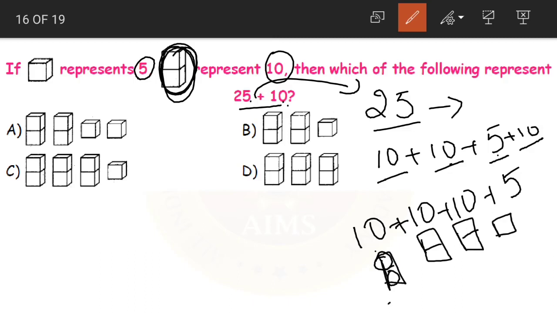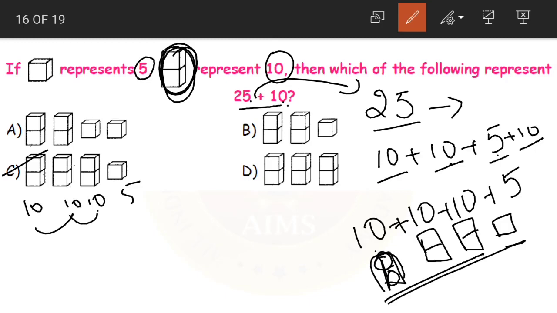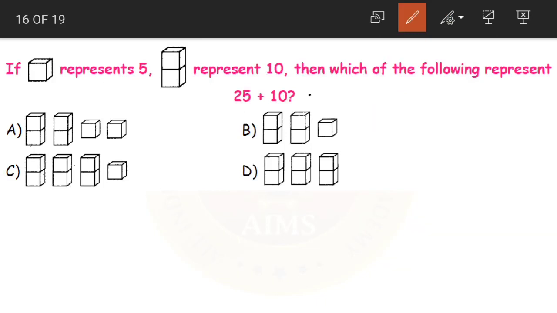So which option here is the same as this? 3 blocks of 10 and 1 block of 5. Option C. Yes, 3 blocks of 10. 10 plus 10 plus 10 plus 5. 10 plus 10, 20. 20 plus 10, 30. 30 plus 5, 35. Now 25 plus 10 is also equal to 35, right? We can directly answer like this.